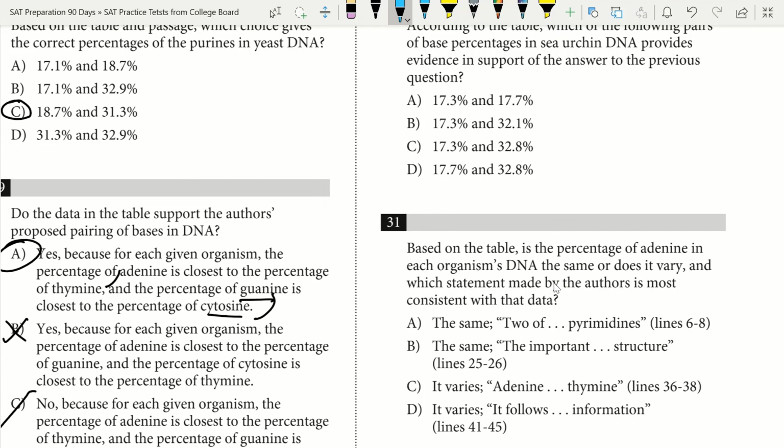I see that the only answer choices that are close together are going to be A. So I know my answer for 30 is going to be answer choice A. All right, so moving on to question 31.